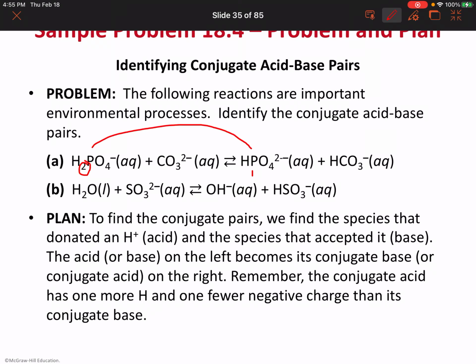Which one is the acid going to be? Remember, an acid is a proton donor. There are two hydrogens here, one here. So it donated the proton. So this is the acid, and then this is the conjugate base.